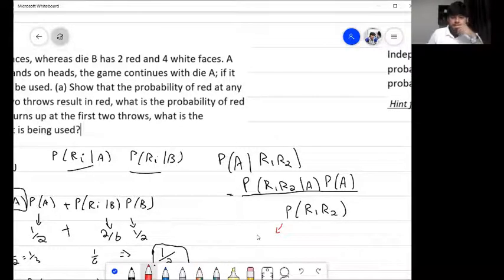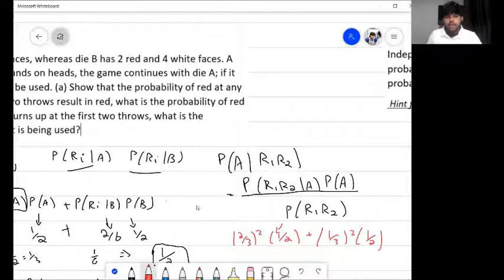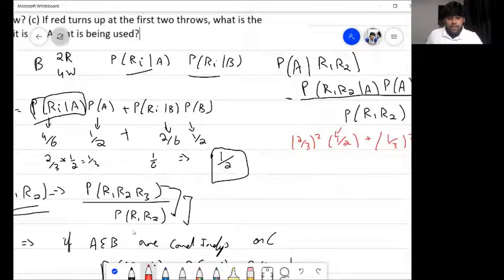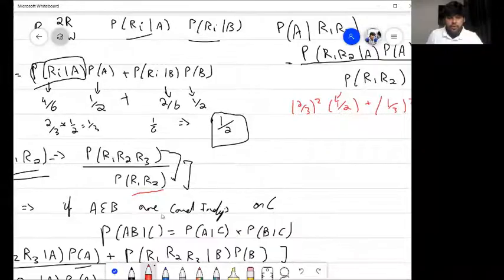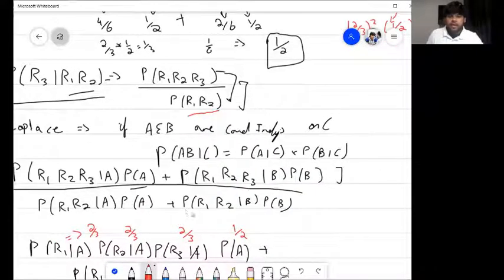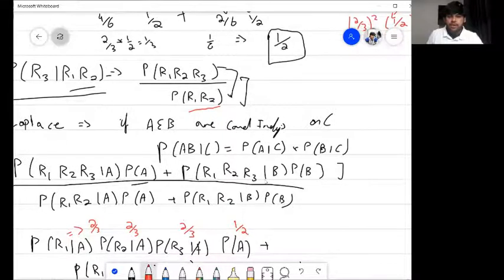R1 and R2 basically implies you getting red twice in A, or red twice in B. So this will be essentially 2 upon 3 square, 1 upon 2, that's 1 upon 3 square, into 1 upon 2. Also, I think I remember, let me just confirm, we can just use the term that we got here. So essentially it's this term. I can use whatever denominator value I got from here and I can use it here.